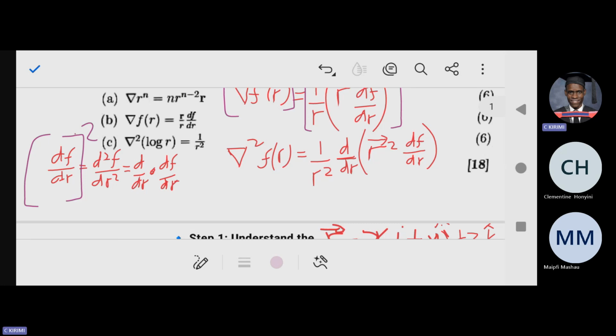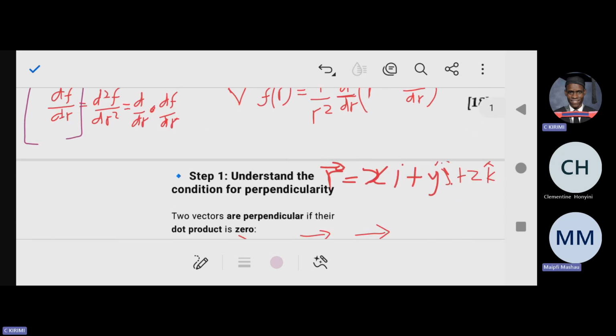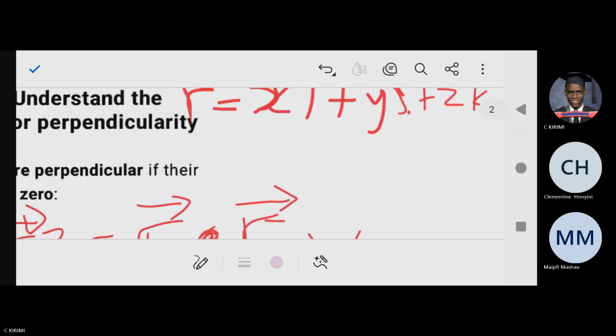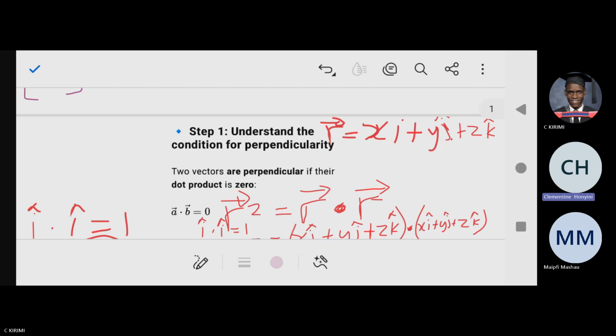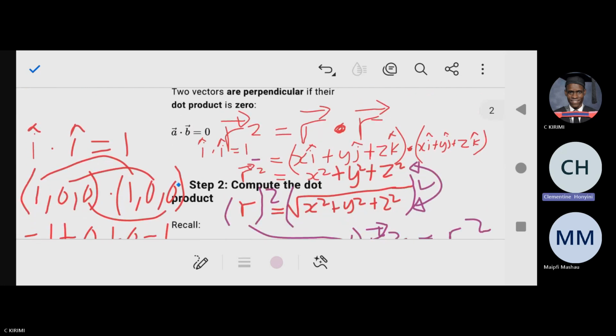Should we continue? Yes. Hello? Yes, you said we can continue. We can continue. Yes. There's a question, or we can continue? There's no question. It's clear.